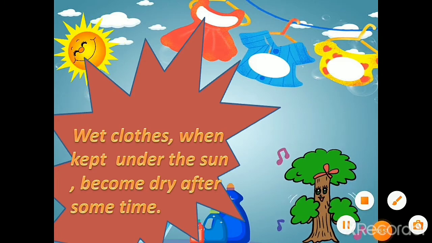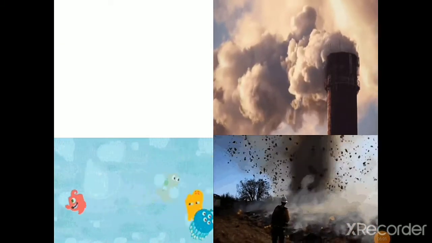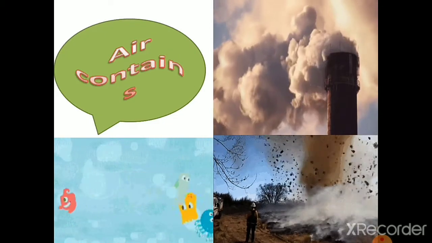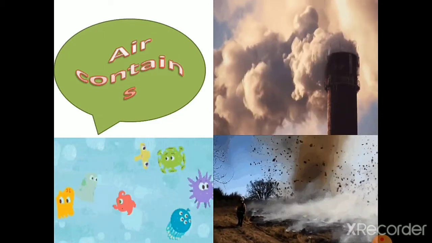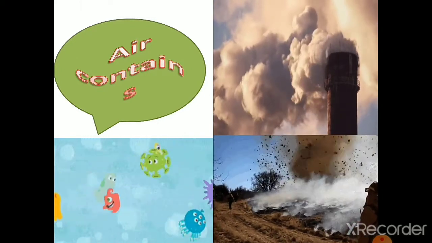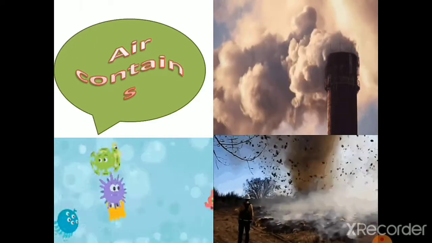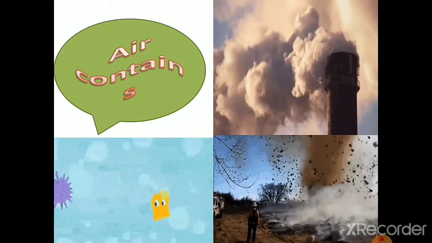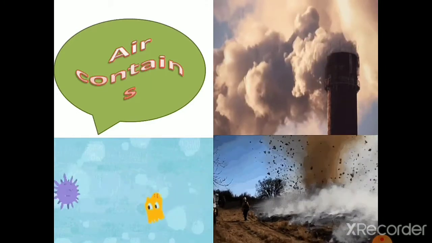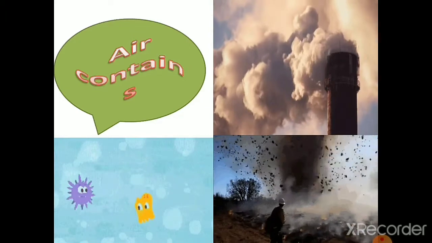Now next, air contains dust and smoke. Smoke is given off when something burns. It also comes out of vehicles and factories. The smoke mixes with the air around us. Have you ever seen the smoke of factories and vehicles? Yes.